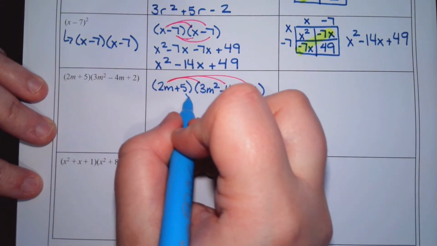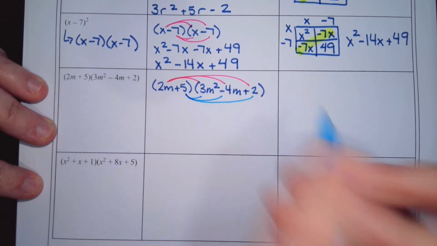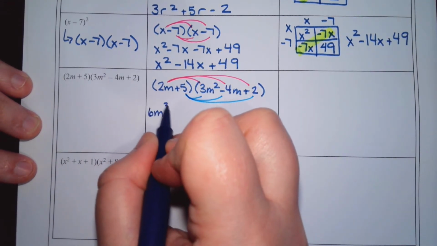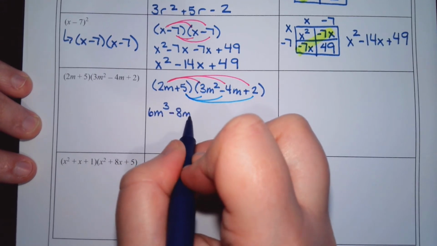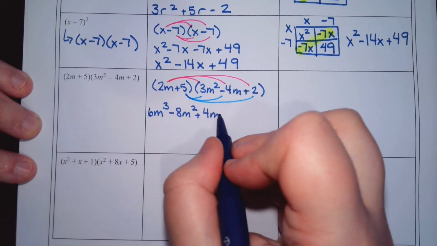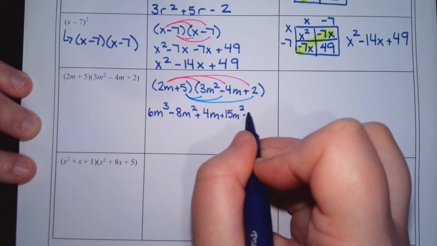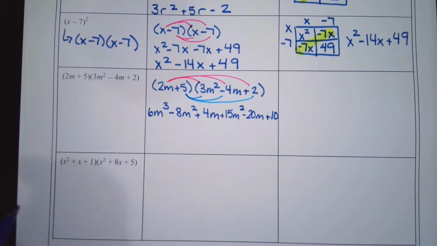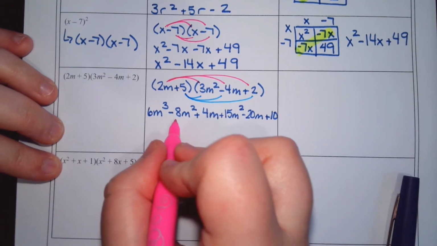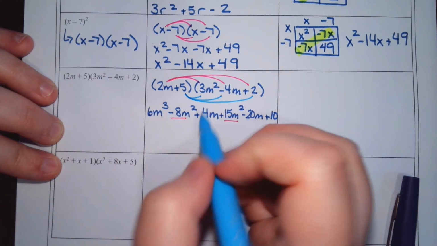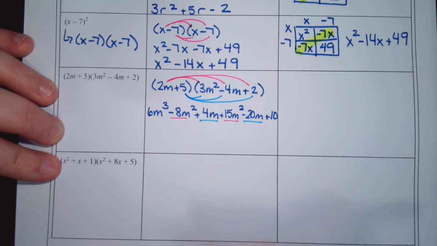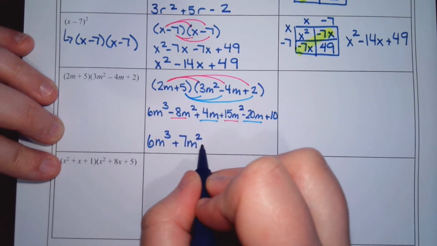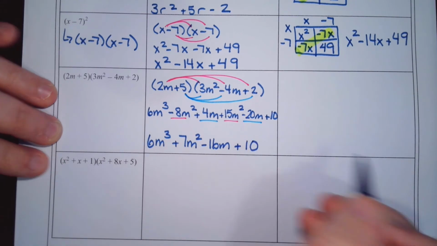And then 5 is going to go to 3m squared, negative 4, and 2 as well. So after we multiply, we're going to have 6m cubed minus 8m squared plus 4m, and then plus 15m squared minus 20m plus 10. And now combine your like terms in the middle, negative 8m squared and 15m squared, 4m and minus 20m, and we get 6m cubed plus 7m squared minus 16m plus 10.